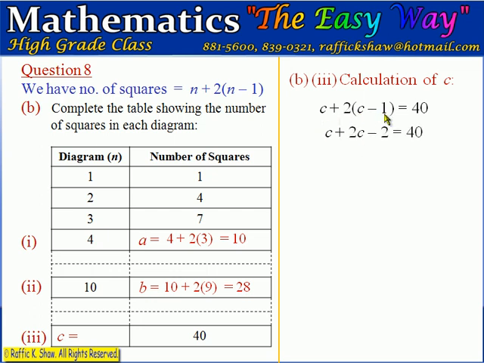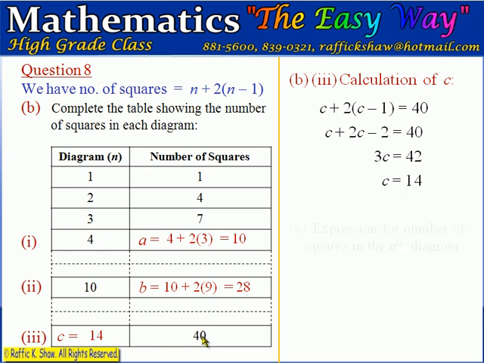When we expand the bracket here, we get 2 multiplied by c is 2c, 2 multiplied by minus 1 is minus 2. And so c plus 2c here is 3c, and then this negative 2 comes on this side to add to 40 to become 42. That reduces to 3c equals 42. When we divide through by 3, we end up with c equals 14. And so the diagram number, when the number of squares is 40, is 14.